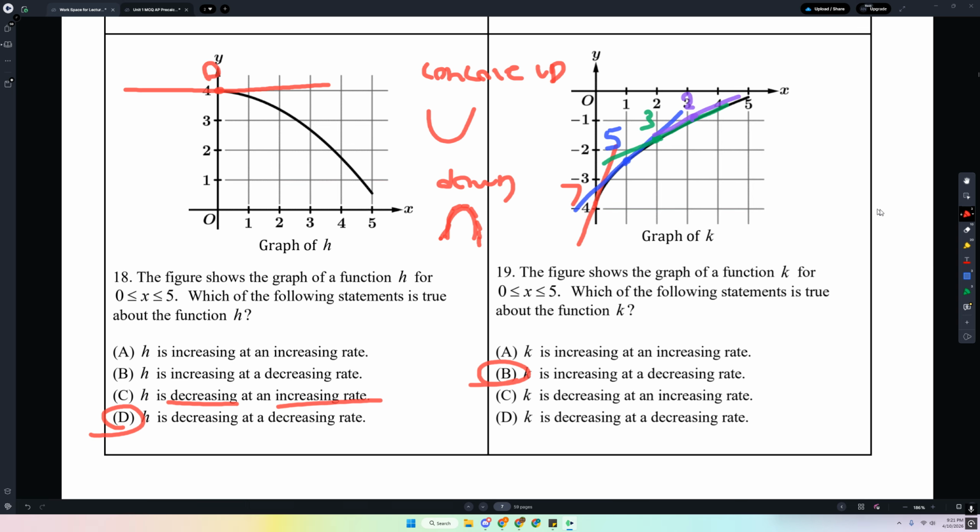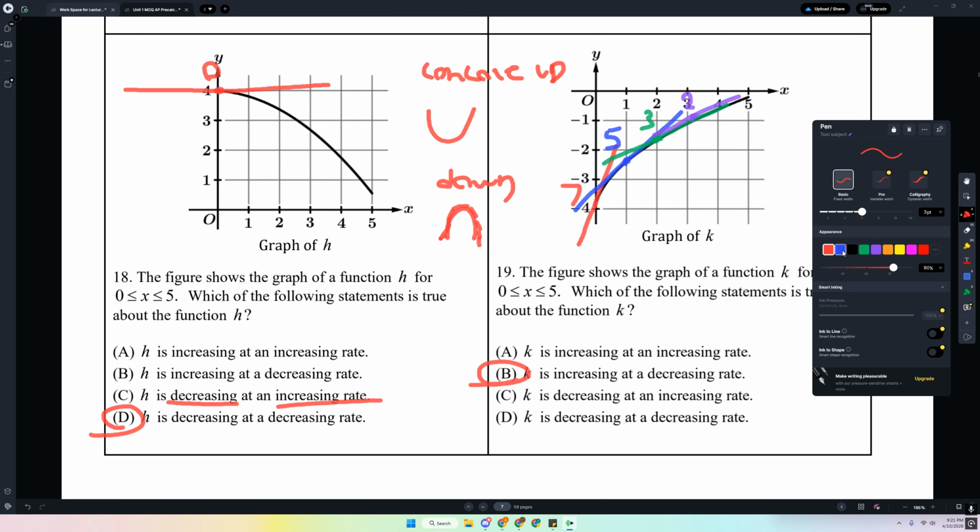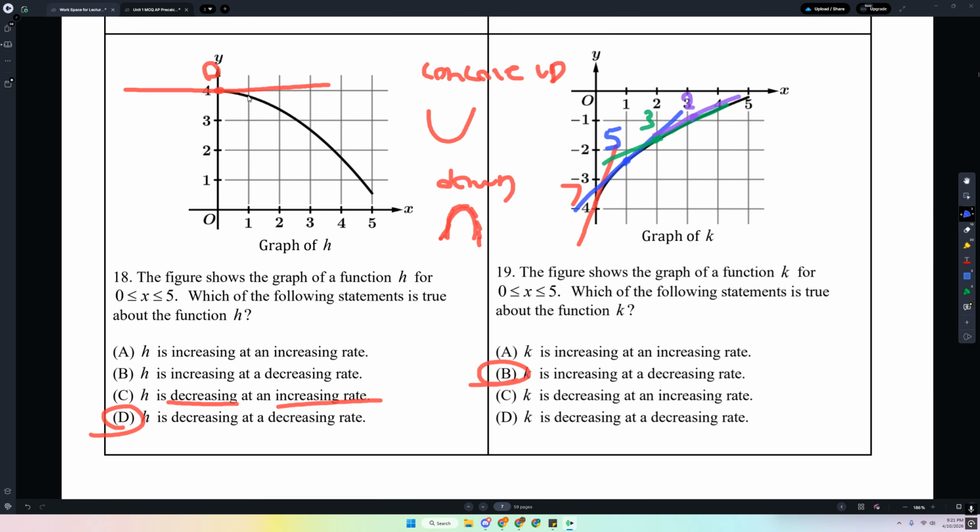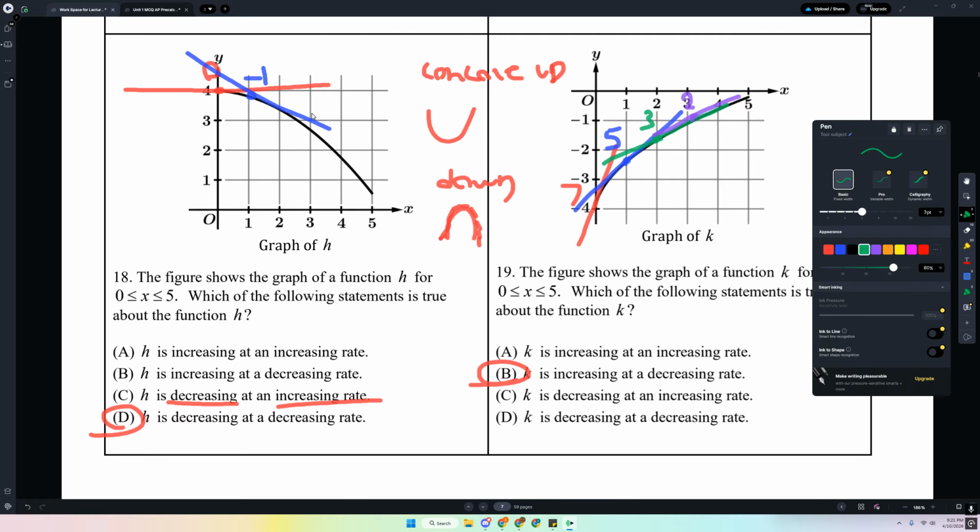0. Okay, so now we're gonna change into another color. Now let's take the slope here at this point at 1. So now we're gonna draw a line. What's your slope at this point? -1. Okay, now we're gonna take another point and we're gonna continue on.